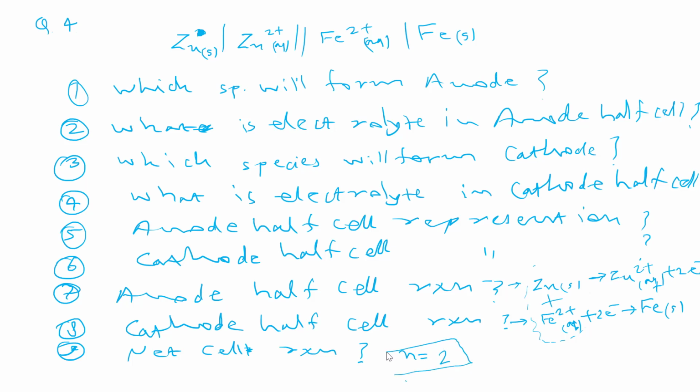Actually we need this information also. So if you are asked what is the n here, what is the number of electrons transferred in the balanced cell reaction, that is 2 also. So you can get this information with the help of the representation of this cell. Now we are taking one more question here.